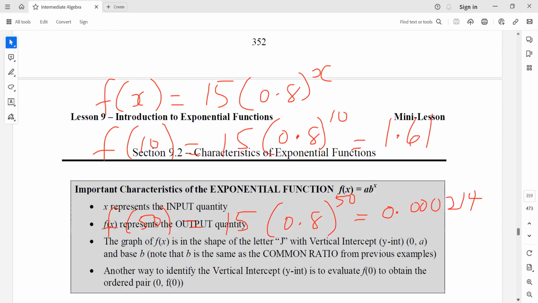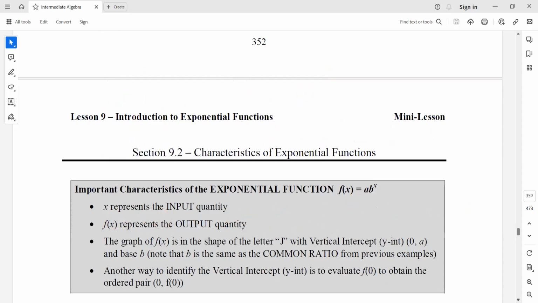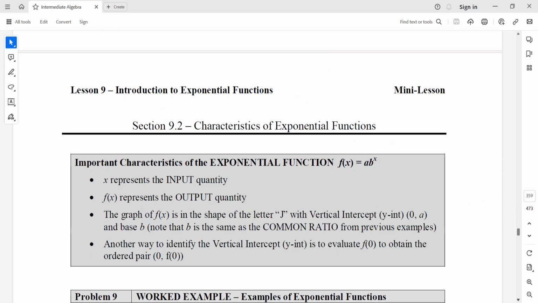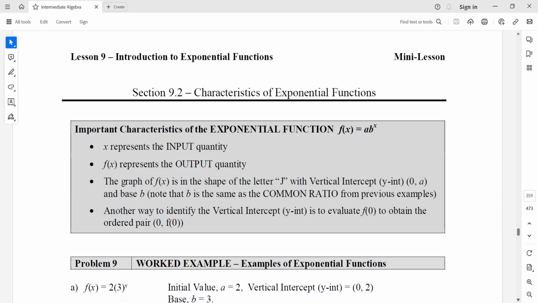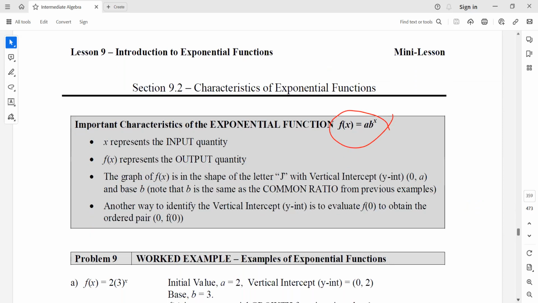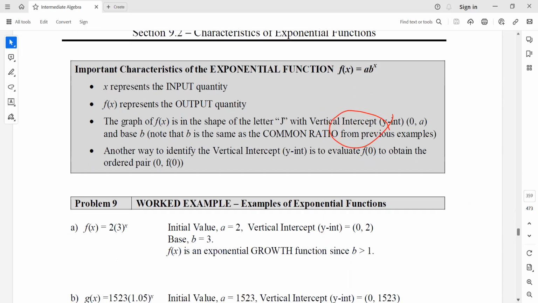All right. Now let's get to another important part of our lesson, that is the characteristics of exponential functions. We already know the form of exponential functions. X is going to be our input. F of x is our output. We should already know that. Now, the graph of an exponential is always going to have a J form. Always. If you've seen that previously from what we've done, we are always getting something like a J, because it's an exponential function.